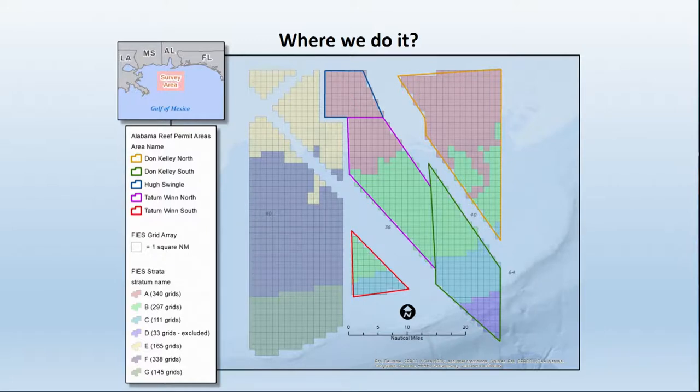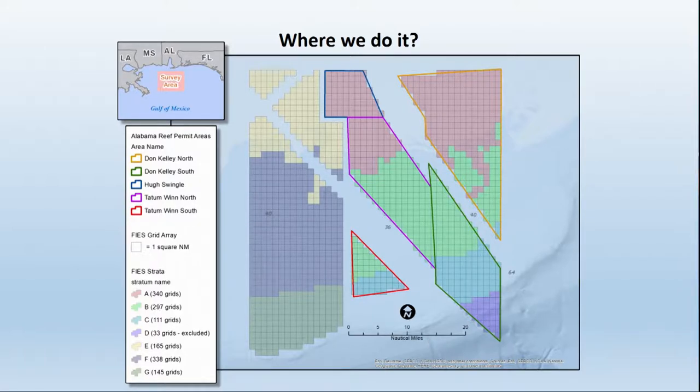So the next question is, where do we do this? Our survey area begins about 10 nautical miles south of the mouth of Mobile Bay. It's approximately 49 nautical miles long by 43 nautical miles wide and extends east and west to the lateral state line boundaries of Alabama. Originally, our survey effort was contained to just the shapes or the geometries to the left, or to the east, but we later expanded to the west for sort of a control comparison.